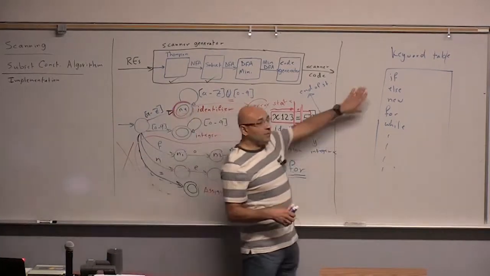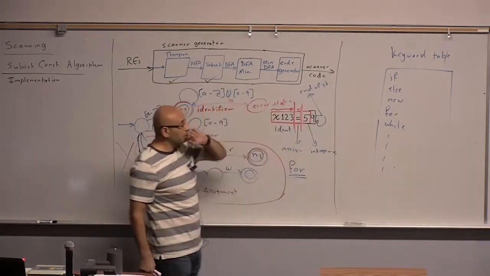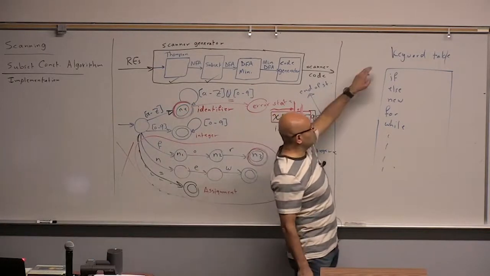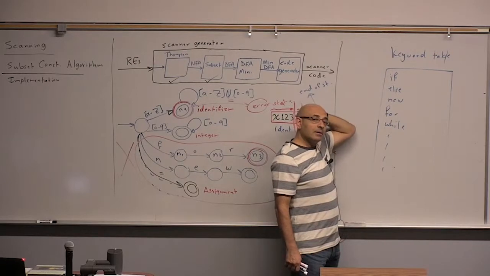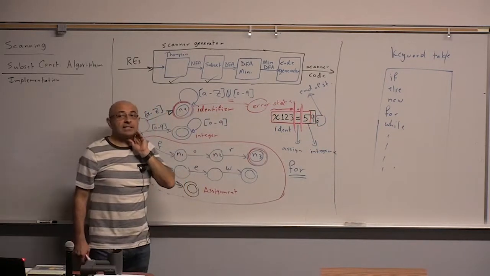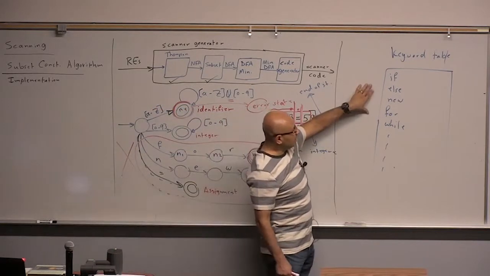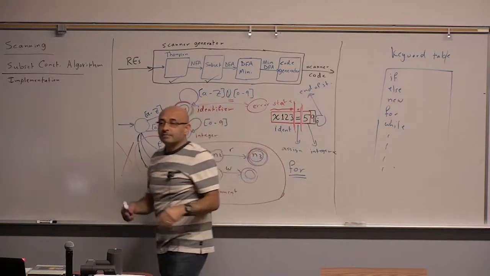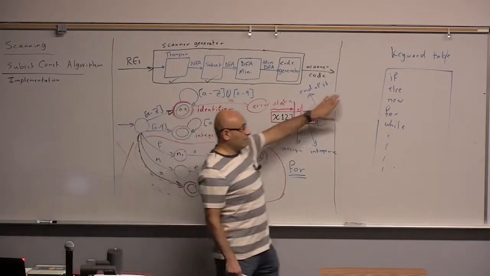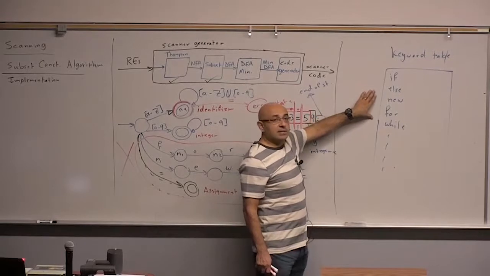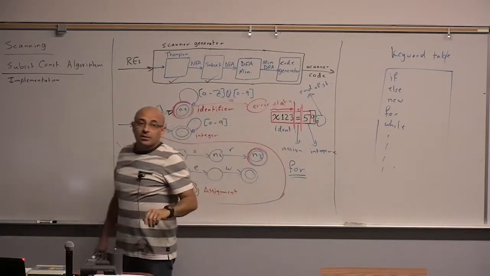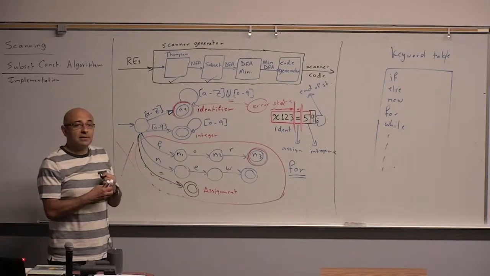Now, in order for this to be efficient, how do you think we should be implementing this keyword table? Hash table, yeah, exactly. The hash table is just the perfect data structure for implementing this keyword table. In fact, you can easily do perfect hashing. This is an example where you can do perfect hashing. Why can you do perfect hashing easily here?